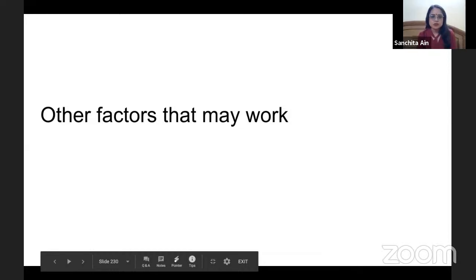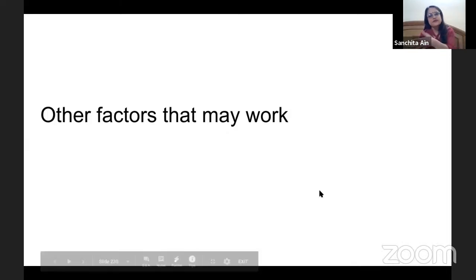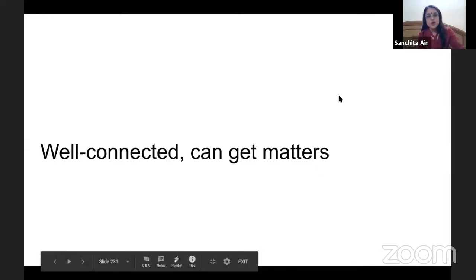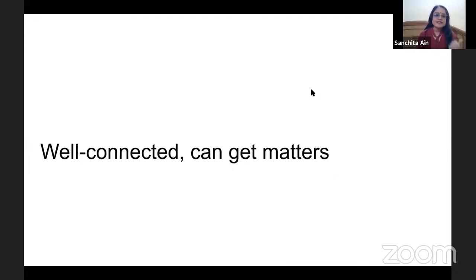Other factors that may work. I'm also talking about the other factors that are going to work, apart from your knowledge and skill demonstration. Being well-connected and being able to get matters counts. When you're working in a senior's chamber, they would look for a junior who can get matters to them, because a senior advocate cannot directly deal with clients. Therefore, they would prefer that.